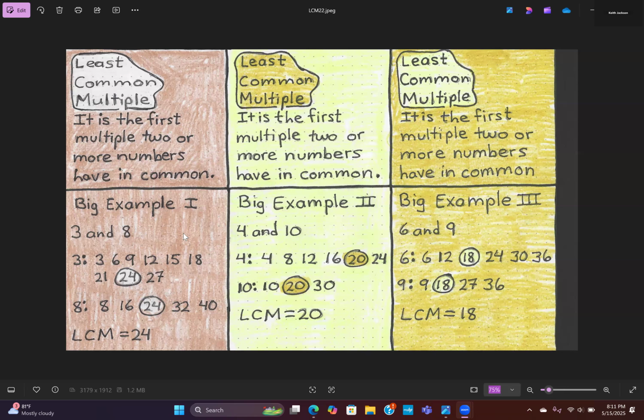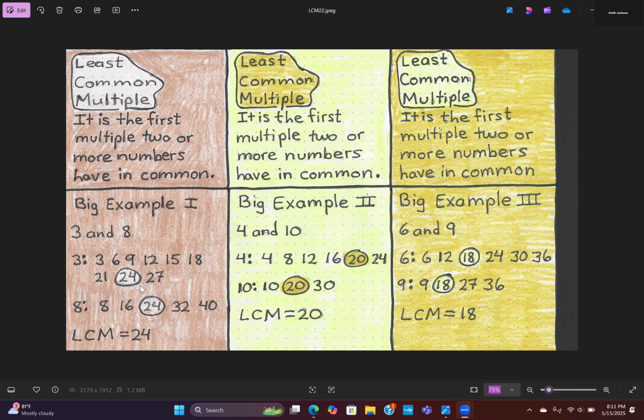Usually when we try to find the least common multiple of two numbers, we just count by those two numbers. We're going to count by threes here, and we're going to count by eights here. That would be an easy way to find the least common multiple of these two numbers. So let's go ahead and count by threes: 3, 6, 9, 12, 15, 18, 21, 24, and 27. And then we're going to count by 8: 8, 16, 24, 32, and 40.